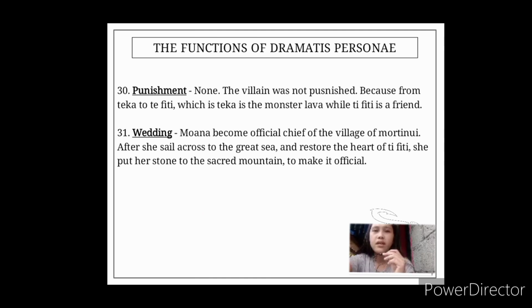Number 31, the last one, is the wedding. Moana became official chief of the village of Motunui after she sailed across the Great Sea and restored the heart of Te Fiti. She put her stone on the sacred mountain to make it official. That's all. Thank you.